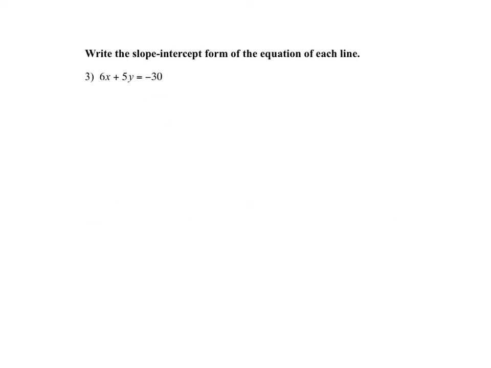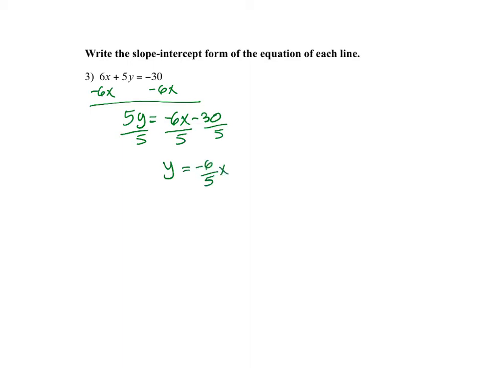Now I'm going to go from standard form to slope-intercept form. That means that I'm solving for y. So I'm going to start by subtracting 6x on both sides. So 5y equals -6x minus 30. And now I'm just dividing by 5. So y equals -6/5 x minus 6.